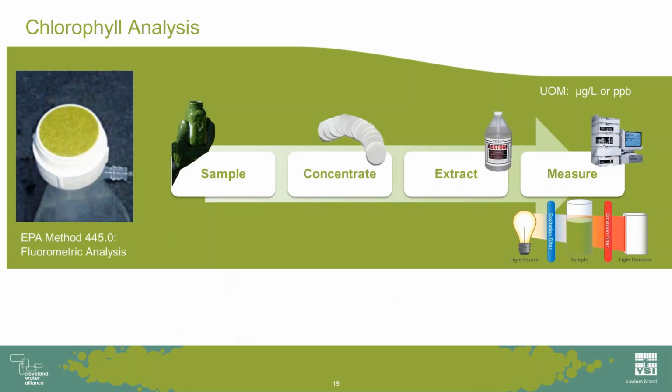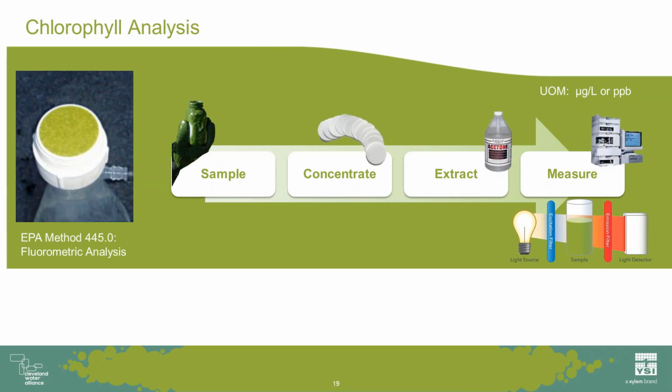As spectrophotometers and fluorometers became available, pigment analyses became standardized methods for assessing the relative abundance of algae in environmental samples. The unit of measurement used in chlorophyll analyses is a microgram of pigment per liter of sample. Sometimes you'll hear me refer to that as a part per billion or a ppb.